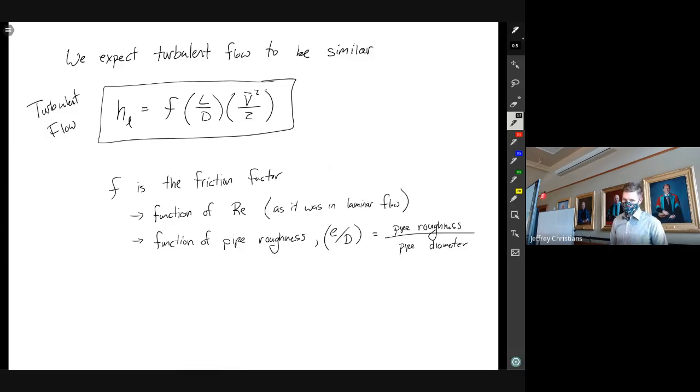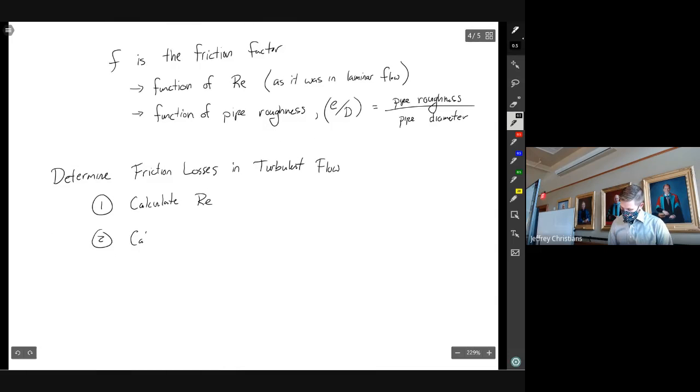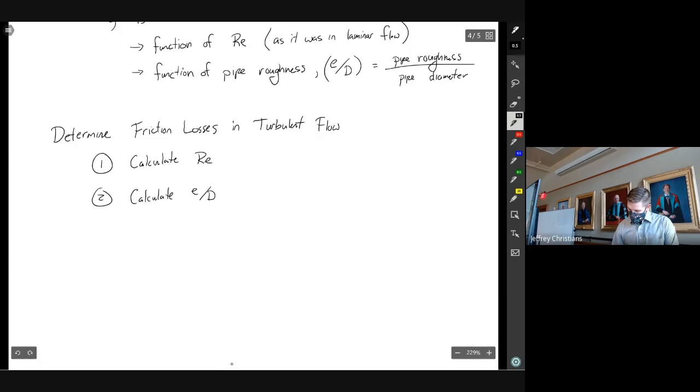So what we do is determine friction losses, with these steps. In turbulent flow, your first step is to calculate the Reynolds number. Then we can calculate the relative roughness, E over D. We calculate the Reynolds number first because if it's laminar, the roughness doesn't matter. If it's laminar, there is no roughness term. Pipe roughness doesn't matter. It's the shear of the fluid that's the only cause of friction. Then we find F.